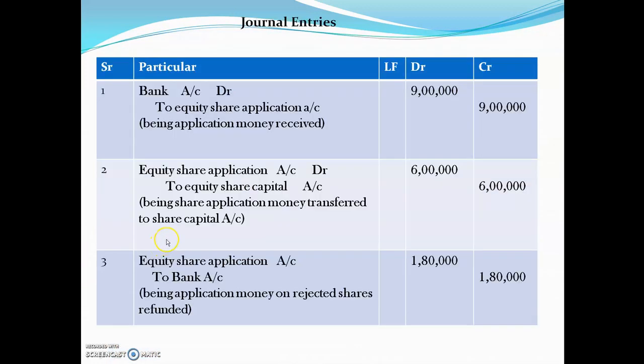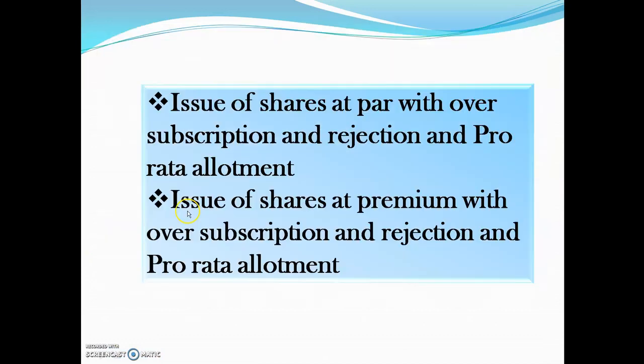Okay, so this is the question which is based on issue of shares at par with oversubscription, rejection and pro rata allotment. And the next problem is issue of shares at premium with oversubscription, rejection and pro rata allotment. This is more technical as compared to this question.